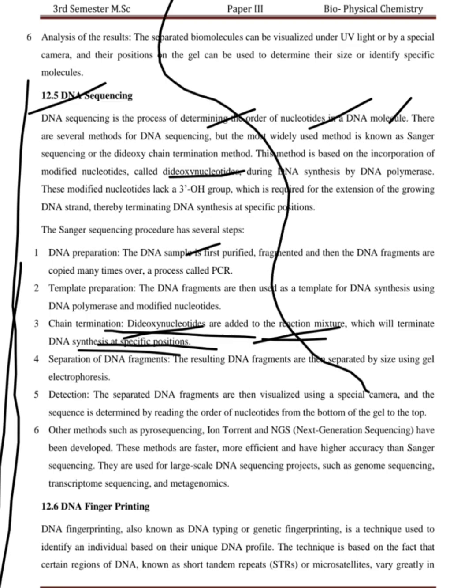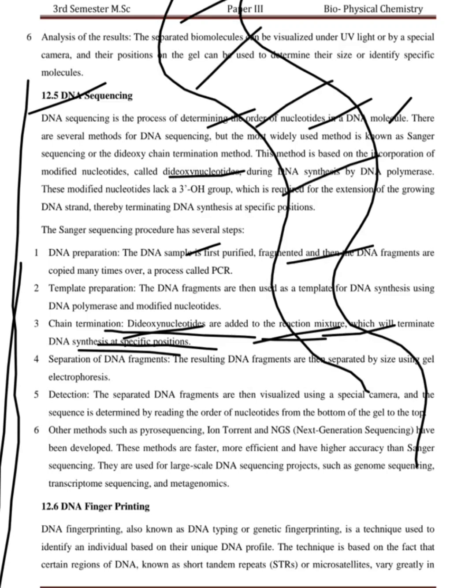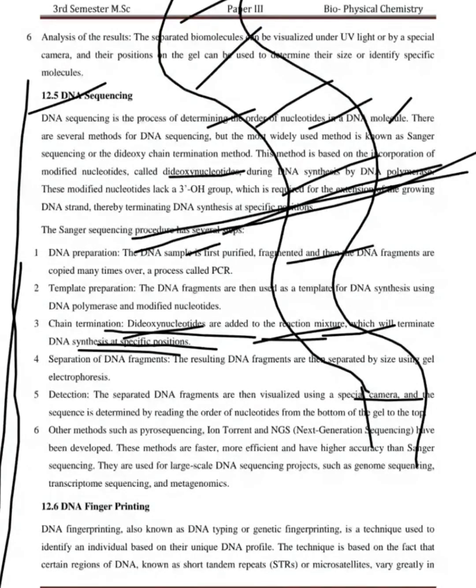Now for example, DNA can be circular or linear. So you need to identify or sequence it. The sequence should be broken, that is, you cut the chain. So that chain sequencing can be done by using dideoxynucleotides added to the reaction mixture, which will terminate the DNA synthesis at specific positions. So DNA synthesis can be stopped.